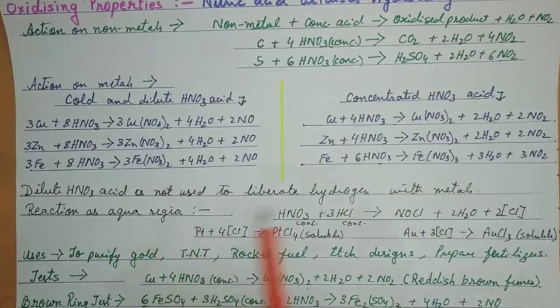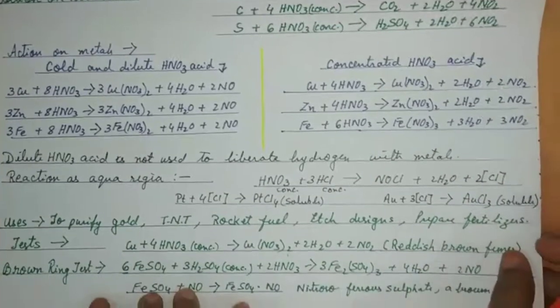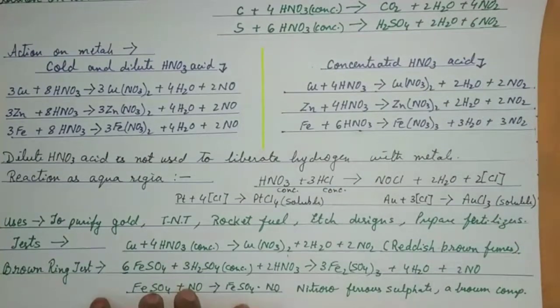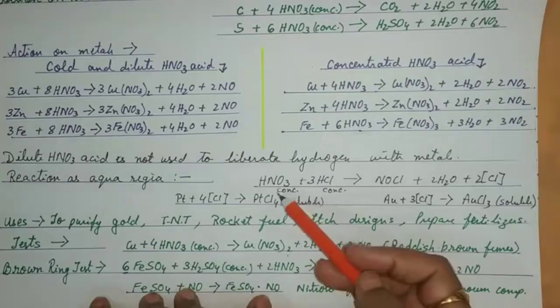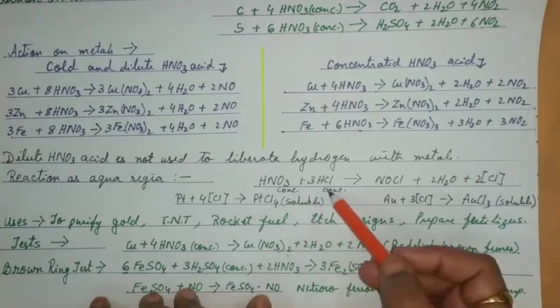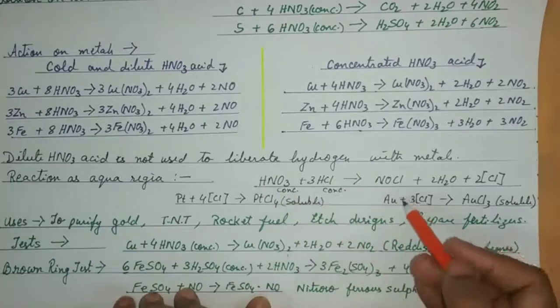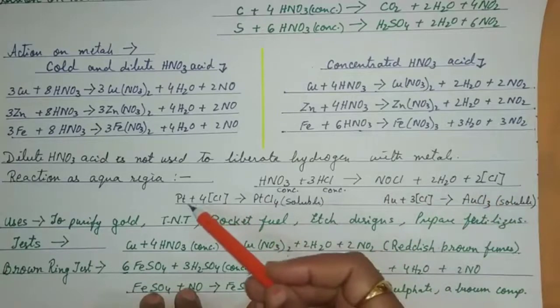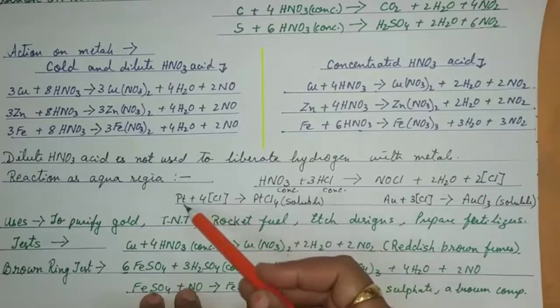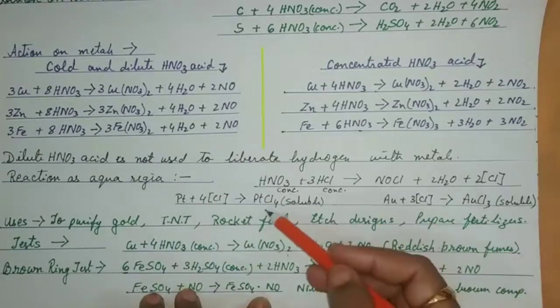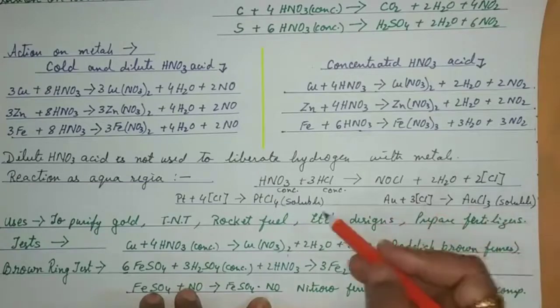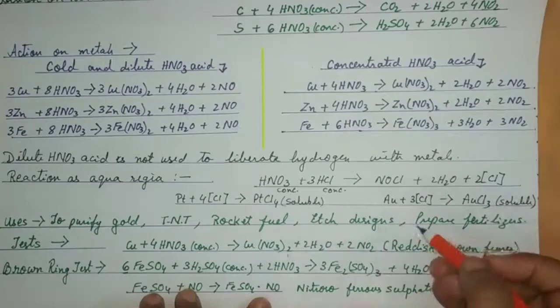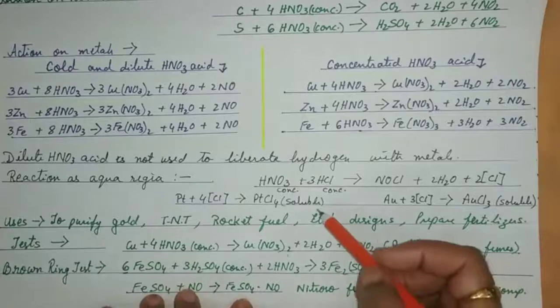About aqua regia, we have done it in the HCl chapter, therefore I am not going into a detailed explanation of the definition. I just remind you that concentrated nitric acid and concentrated hydrochloric acid in the ratio of 1:3 will give you nitrosyl chloride, water and nascent chlorine, which can be used to react with and purify platinum and gold, giving you platinum chloride and gold chloride, which are soluble. Therefore, it can be used for gold refining.